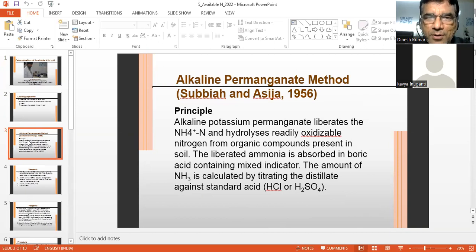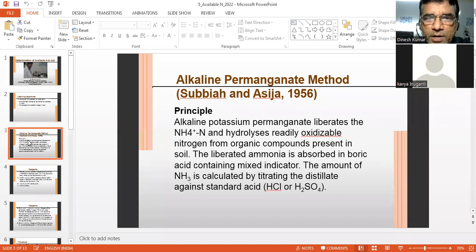So you can consider that Indian scientists have contributed handsomely in the development of different soil testing methods. A number of soil testing methods by Indian scientists are available, and they have been used the world over. So it is a matter of pride for all of us.